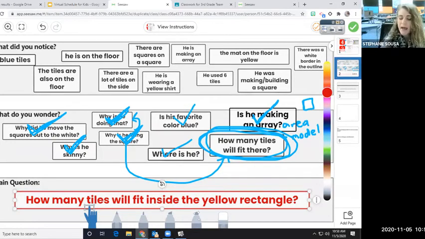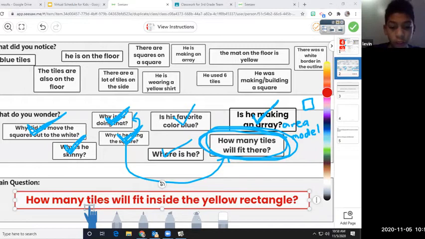Awesome. How many tiles will fit inside the yellow rectangle? That is what we are going to use our multiplication to solve today. We are going to attempt to figure out how many of those blue tiles will fit inside of the yellow rectangle. Levin, a question.